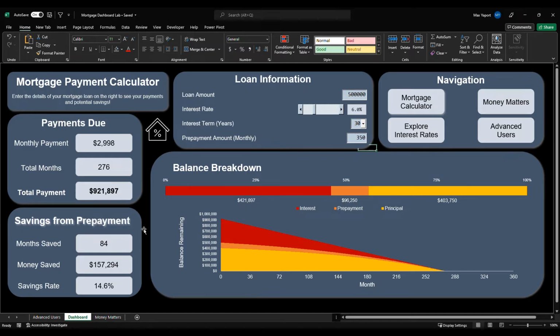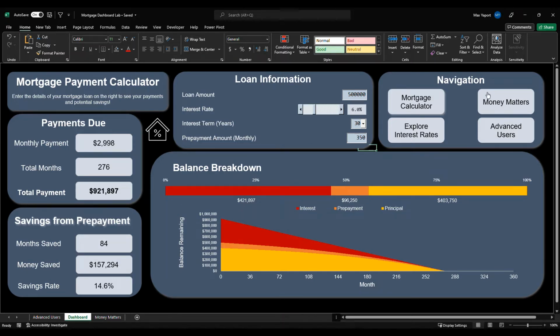And down here we have the savings from prepayment. So by prepaying, you can see how many months you saved, how much money you saved, and your savings rate is a percentage, which takes your money saved over total payments had you not prepaid.